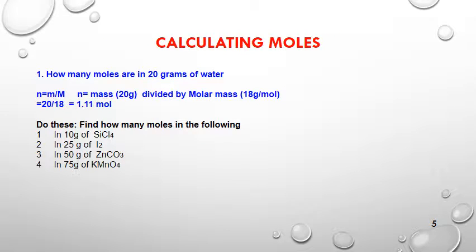Okay, so back to calculating moles and getting familiar with the equation that we've just discovered this unit. So how many moles, I hear you ask, would you get in 20 grams of water? Well, again, this is the power of the equation. Number of moles equals the mass divided by the molar mass. So in this particular case, it would be 20 grams divided by the molar mass of water, which I've already calculated as being 18 grams per mole. So the number of moles is simply 20 divided by 18 to give 1.11 moles.